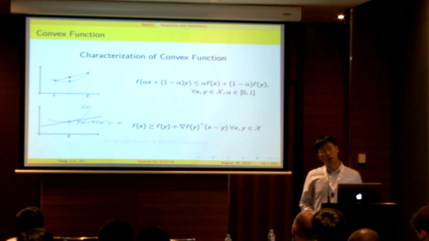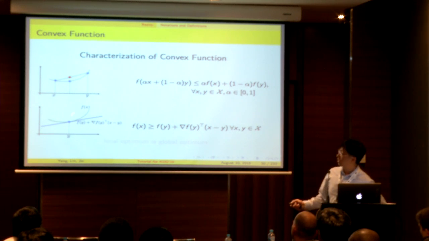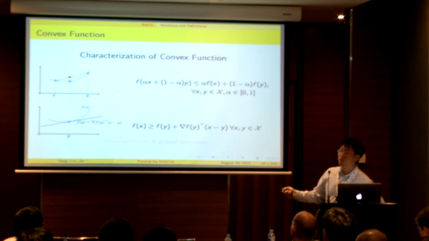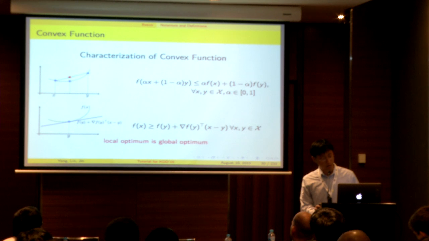If the function is differentiable, if you can compute the gradients, you can also define the convex function using this inequality. At any point y, you compute the gradient and construct a linear function, which is the tangent line here. This linear function is f(y) plus the gradient transpose times (x minus y). A convex function must satisfy this inequality: f(x), the original function, should always be above this linear function. A good thing about convex optimization is that the local optimum is the global optimum.